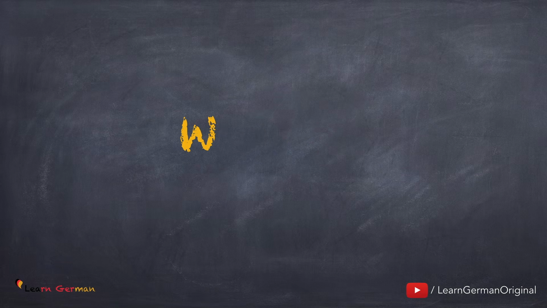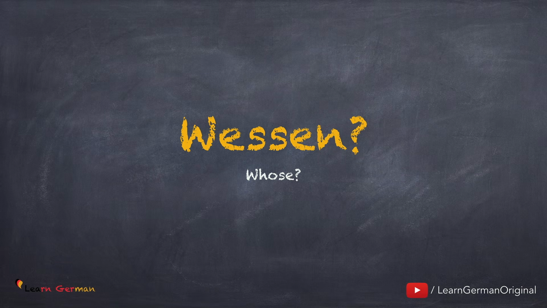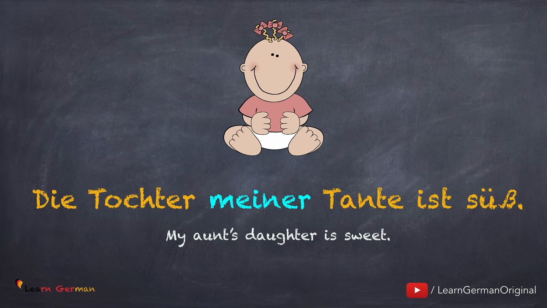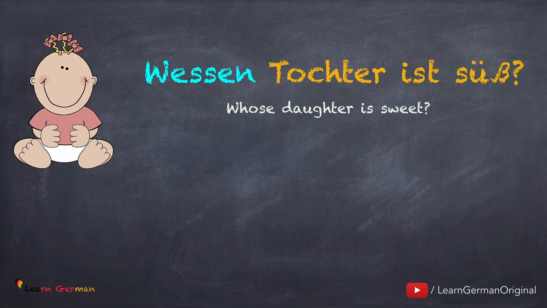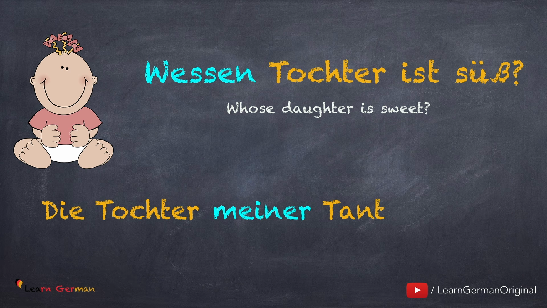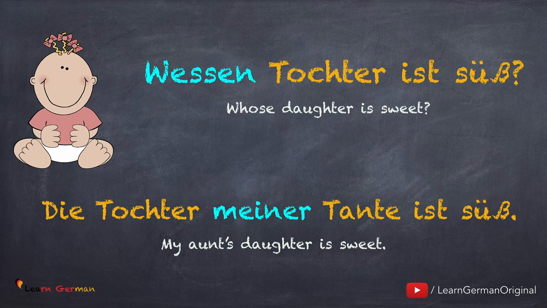Und hier lernen wir auch, was bedeutet wessen. So hier ist das Beispiel. Die Tochter meiner Tante ist süß. In this case, the daughter belongs to my aunt. My aunt's daughter, hence die Tochter meiner Tante. Let's frame a question for this. Wessen Tochter ist süß? Die Tochter meiner Tante ist süß. So wessen is clearly used to ask whose in German.